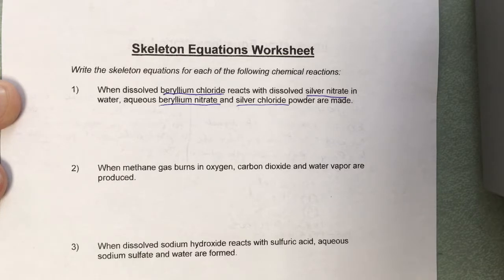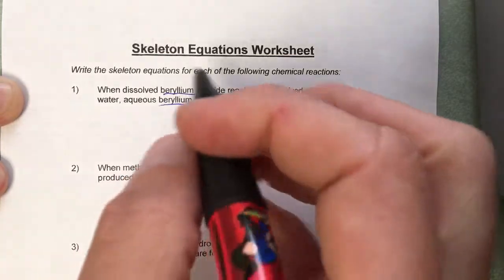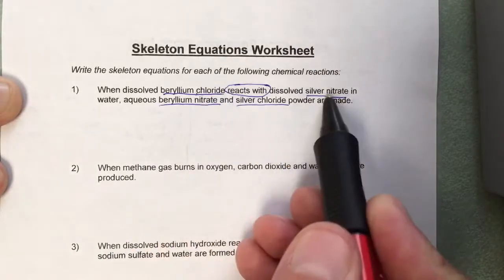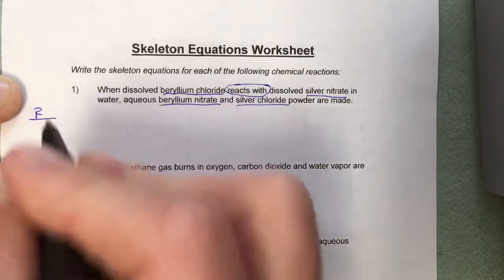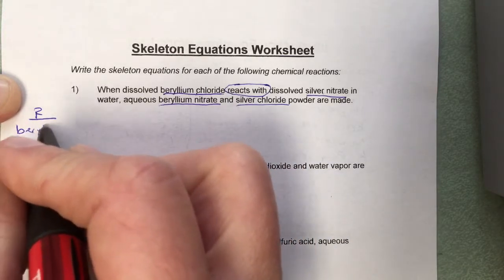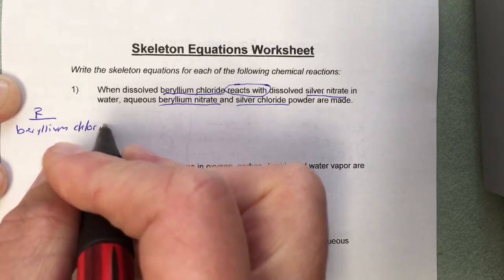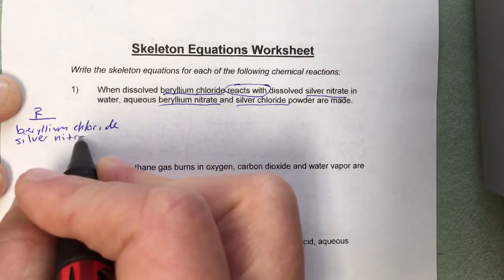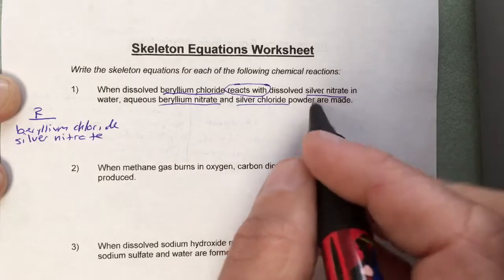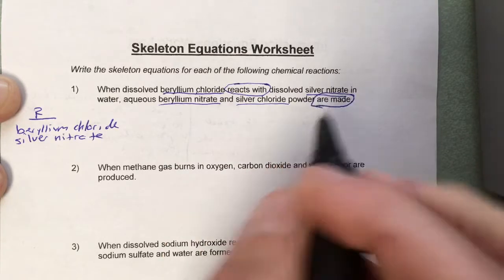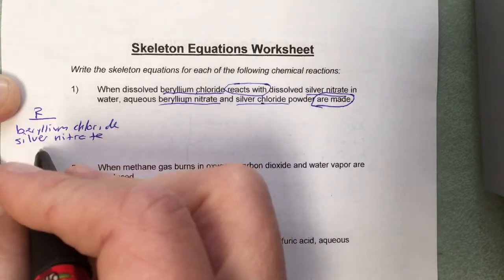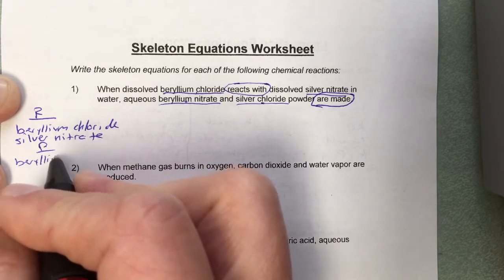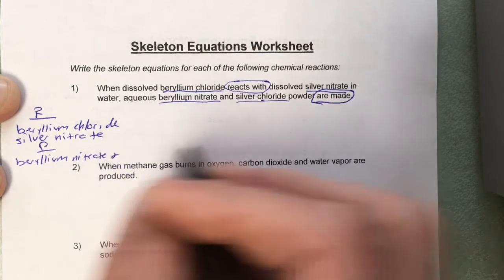The first thing I would do is try to figure out what the reactants and products were. And to do that, I'm going to read that sentence and look for some context clues that are in it. I see the phrase "reacts with" here. That tells me what came before it and what came after it are going to be my reactants. So my reactants are beryllium chloride and silver nitrate. And then I see "are made." This and this are made. That tells me those two things are my products. So my products are beryllium nitrate and silver chloride.